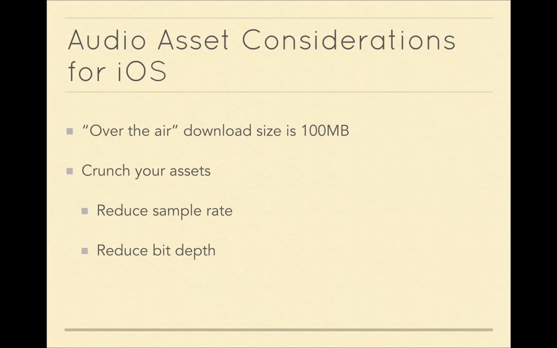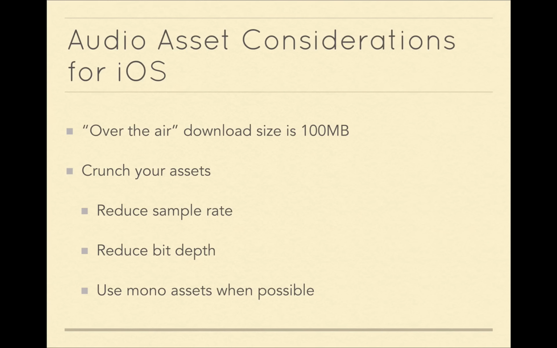You can also reduce the bit depth. Bit depth is the number of bits that are used to describe each sample. Some typical bit depths are 16, which is CD quality, and 24. What you can do is reduce 16 bits down to 8 bits, and you'll cut the asset size in half. So what you might want to do is take your assets that are less important and reduce those down so they're smaller, and keep the important assets at a higher sample rate and higher bit depth for better quality.